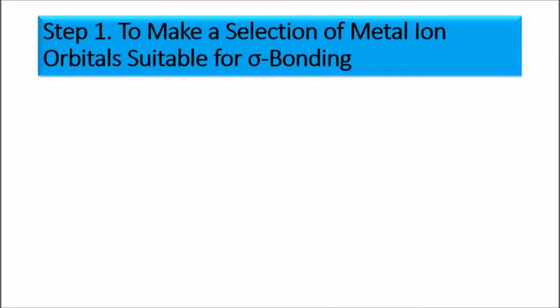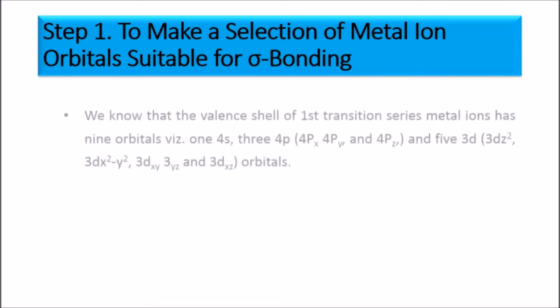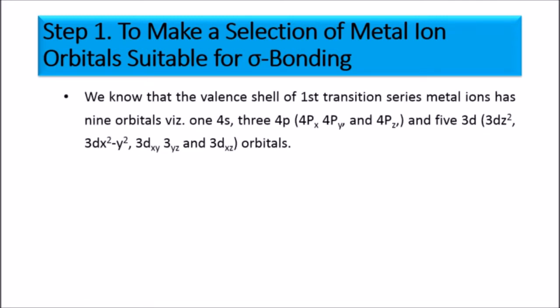Step 1, to make a selection of metal ion orbitals suitable for sigma bonding. We know that the valence shell of first transition series, that is 3d metal series, metal ions has 9 orbitals, such as 1 for s orbital, 3 for p, say for example 4px, 4py, and 4pz, and 5 3d, that is 3dz square, 3dx square minus y square, 3dxy, 3dyz, and 3dzx orbitals.